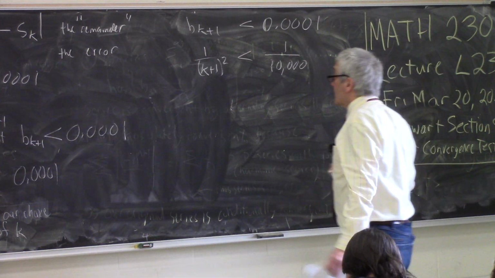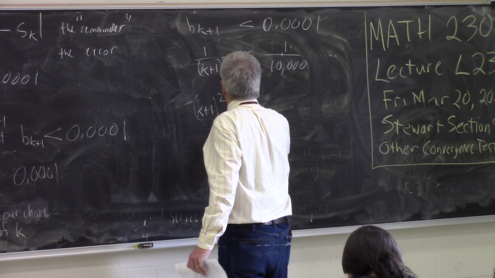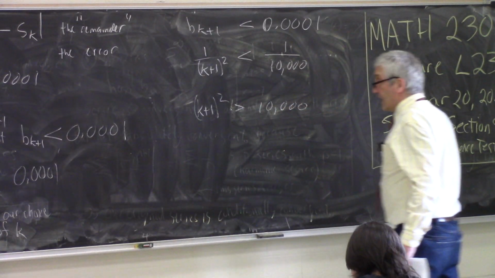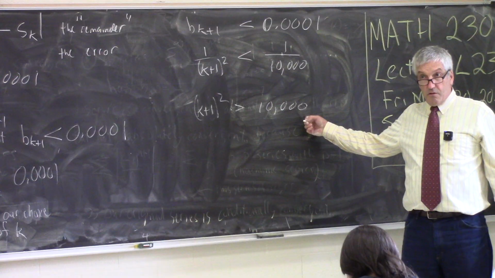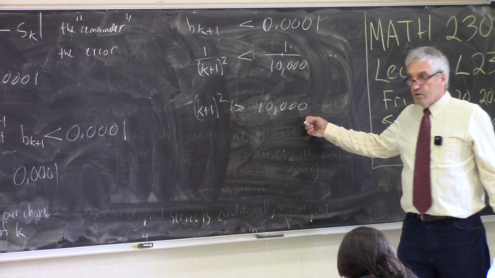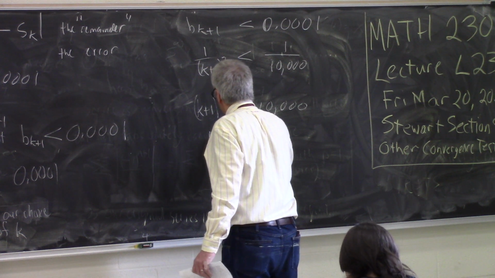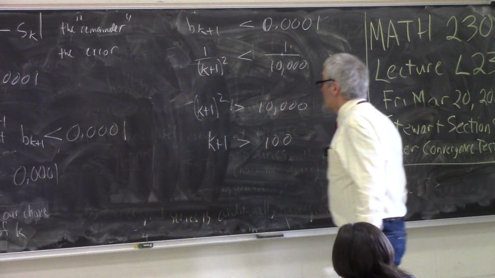Well, let's flip everything over. That means that (k+1) quantity squared has to be greater than 10,000. Let's take the square root of both sides. On the count of 3, what's the square root of 10,000? 1, 2, 3. Ooh, good. Marcy gets the new car. So k plus 1 has to be greater than 100.